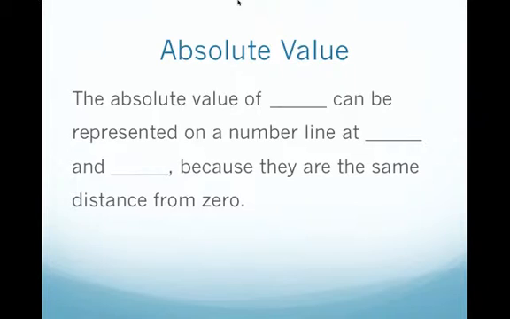Sentence frame number 2. The absolute value of blank can be represented on a number line at blank and blank because they are the same distance from 0. So in the first blank, you're going to put the absolute value of a number, and then in the second and third blanks, you're going to put what numbers would they be represented on a number line.